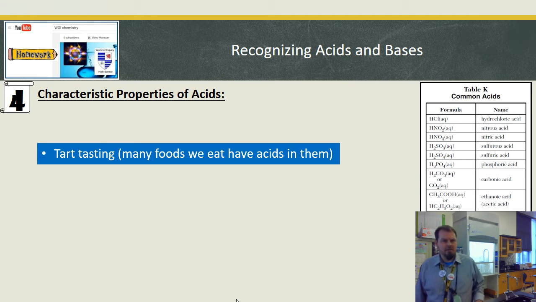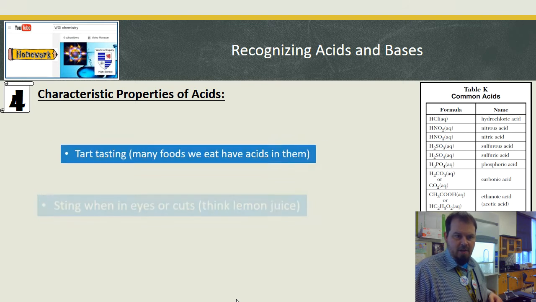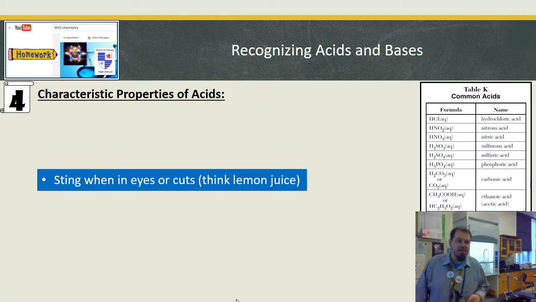Acids are tart. Many foods that we eat have acids in them. Right off the bat, vinegar. Vinegar is acetic acid. Citric acid is in lemon juice, orange juice, right? Lime juice all has citric acid in it. It stings when it's in your eyes or in cuts. If you get lemon juice in a cut on your hand, it's going to sting.